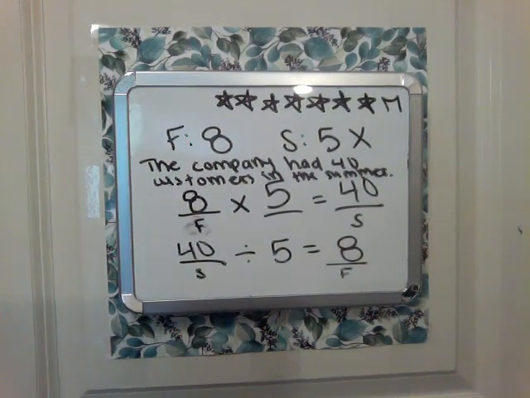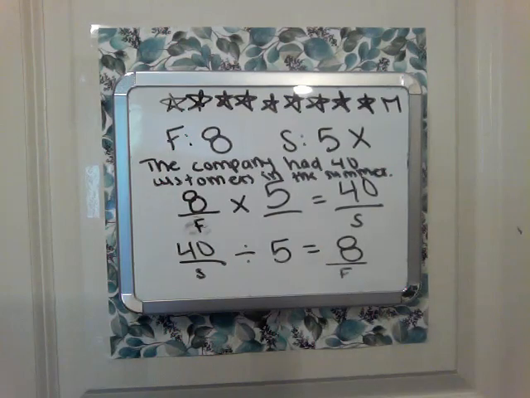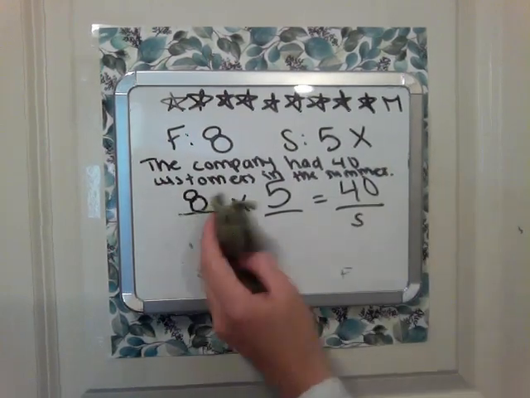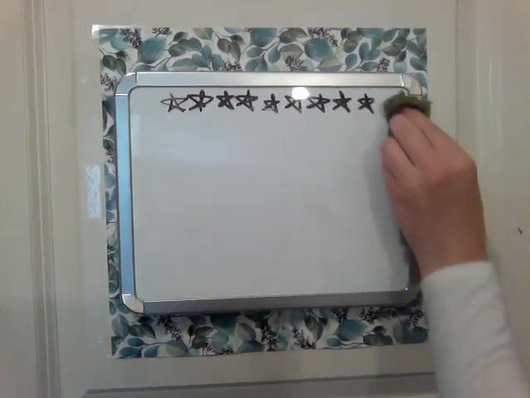You can get a star for 40 and a star for a sentence as long as you have a capital letter and punctuation. If you don't, please add that in now.